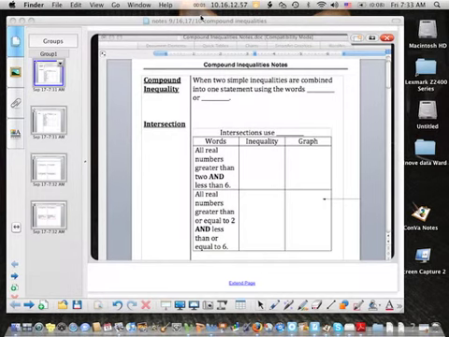Okay, these notes are for compound inequalities. We started taking these on Thursday, September the 16th, and finished up Friday, September the 17th.